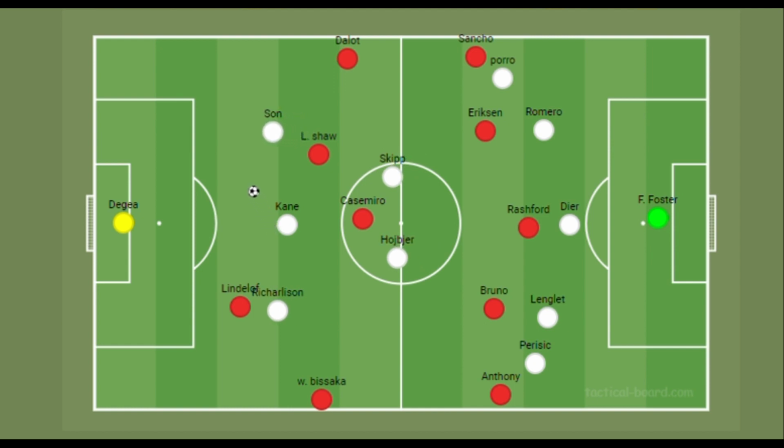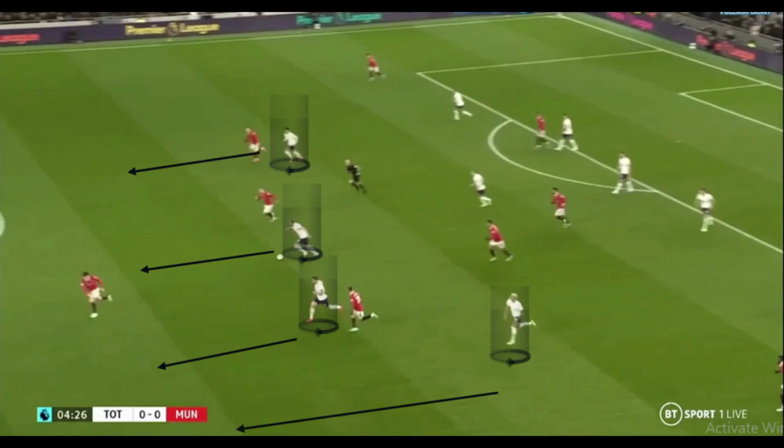Tottenham capitalized on this counter-attack effectively in scoring both their 2 goals. Here is a clear example of how Tottenham received the ball and immediately countered Manchester United.